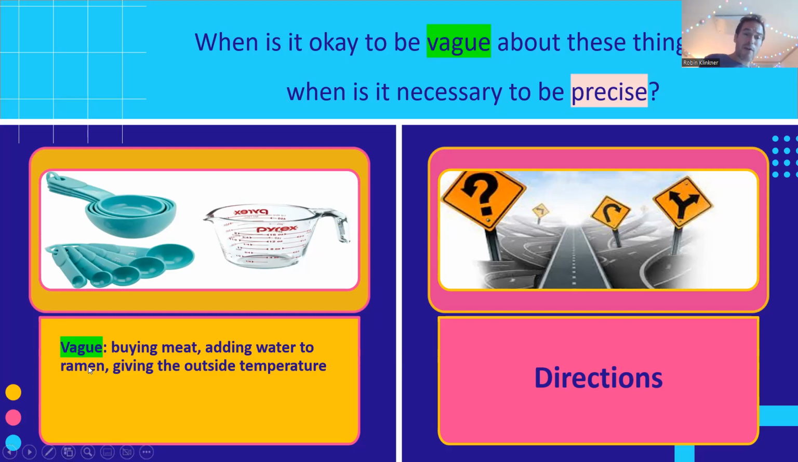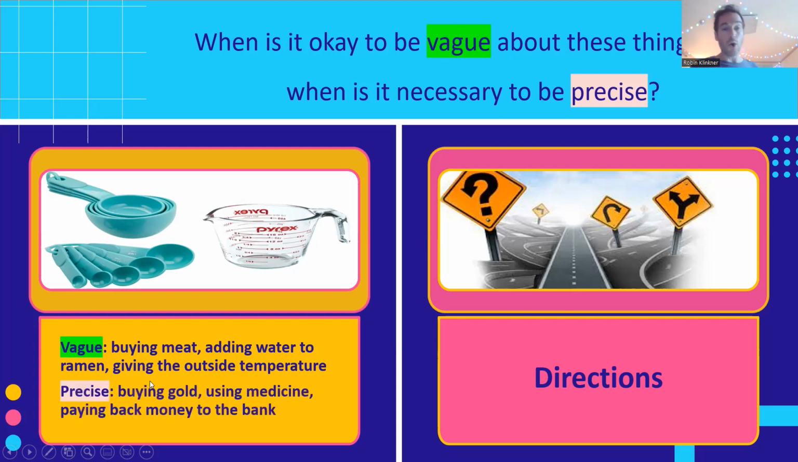Adding water to ramyun. I think very few people actually measure out. Most people just get the cup and they just pour a bunch of water in there, throw it in the microwave. Let's say your friend asks you, hey, what's the temperature outside? It's around 18. You probably don't have to be precise.